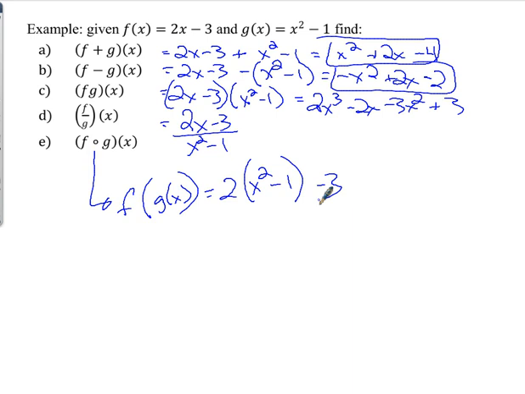So now I need to just distribute or FOIL or whatever it is that I need to do. In this case, all I have to do is distribute that 2 in, so it becomes 2x squared minus 2 minus 3. Combine like terms, 2x squared minus 5.